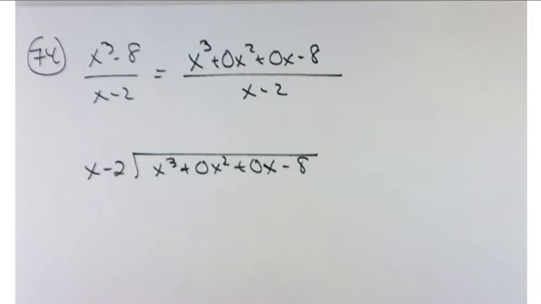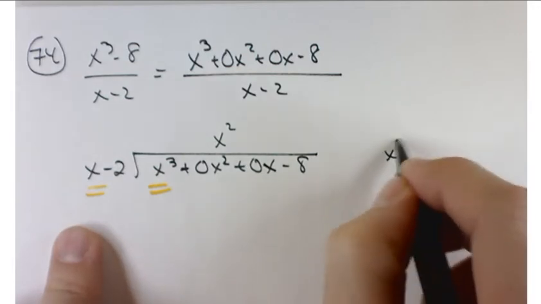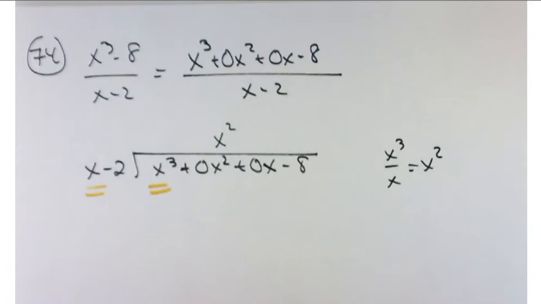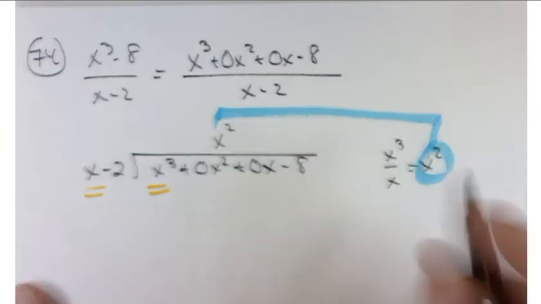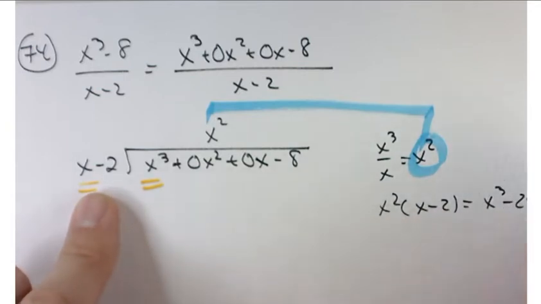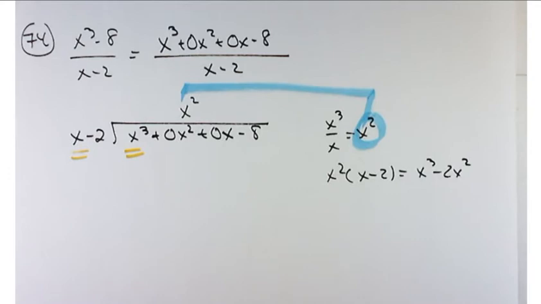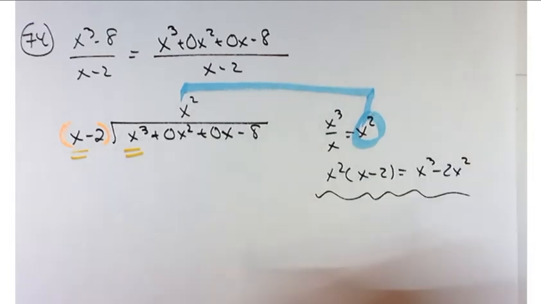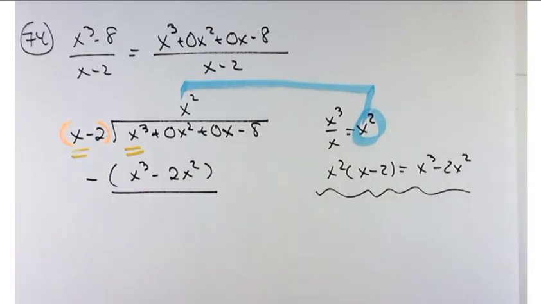First thing I want to do is figure out, what do I multiply x by to get an x cubed? x squared. I'm going to write that right over here. You can take x cubed divided by x and get an x squared. That's where that first term comes from. Let's take that x squared and multiply it by the binomial out in front, x minus 2. So here's your binomial out in front. So I get x cubed minus 2x squared. That has to be subtracted here.